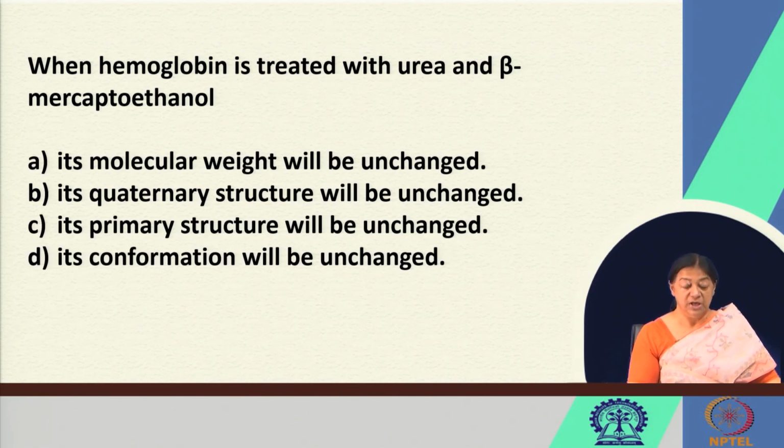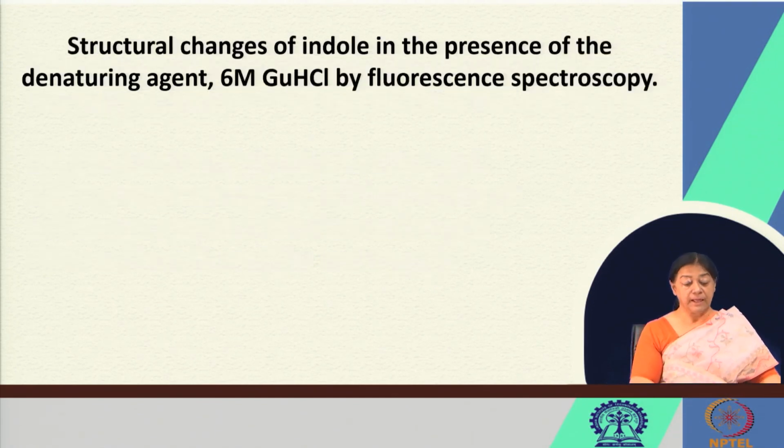Now, we know that when we are treating it with urea and beta mercaptoethanol, this is going to denature the protein. Hemoglobin, being a tetrameric protein, is going to break up into its individual monomeric units. The quaternary structure will change, the conformation will change, the molecular weight will be unchanged in totality, and the primary structure will also be unchanged.